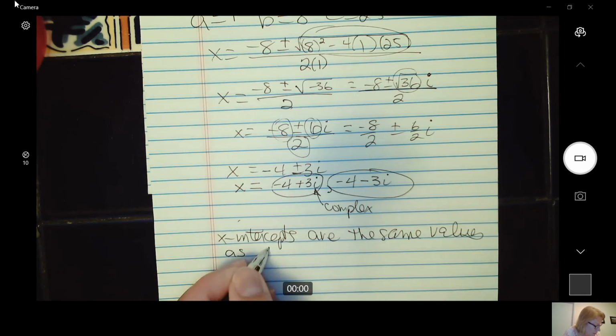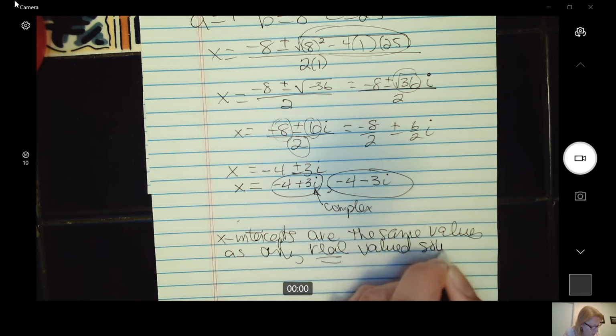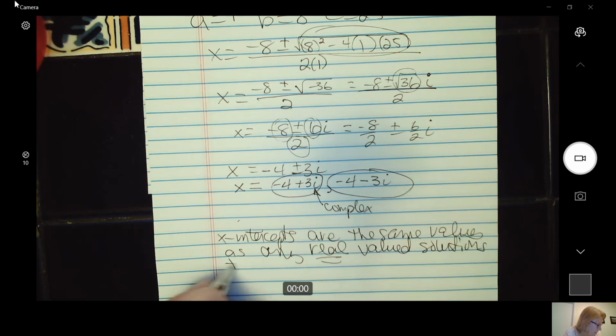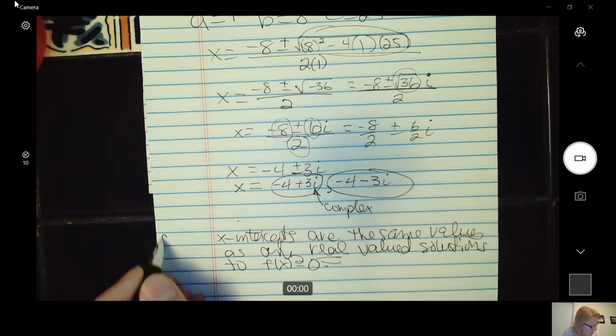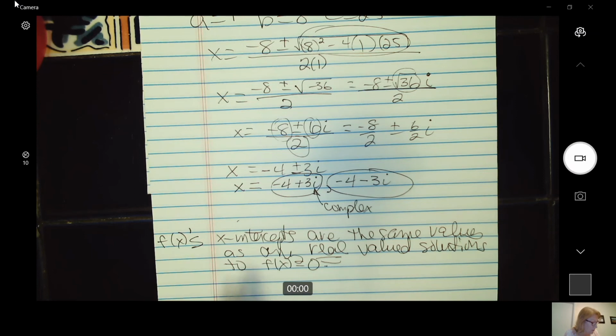Let me write that down: any real valued solutions to the quadratic, to setting the function equal to 0. So I'm going to use some loose language here and say if we have this function f of x, f of x's x-intercepts are the same value as any real valued solutions. So if it had solutions of 5 and 4, we're going to see x-intercepts at 5 and 4.